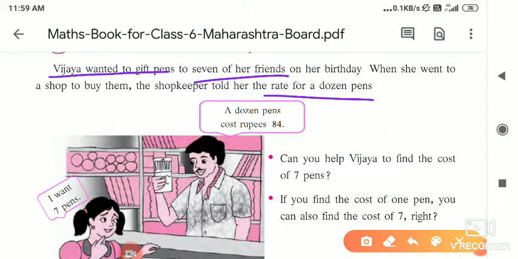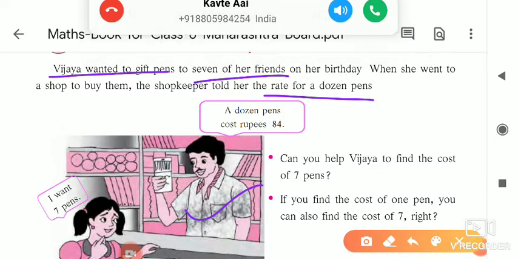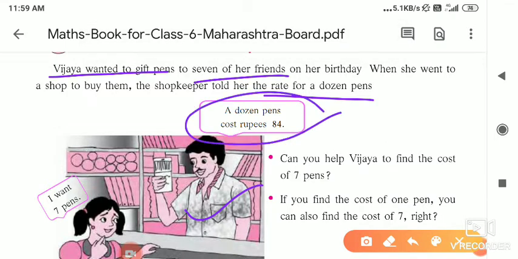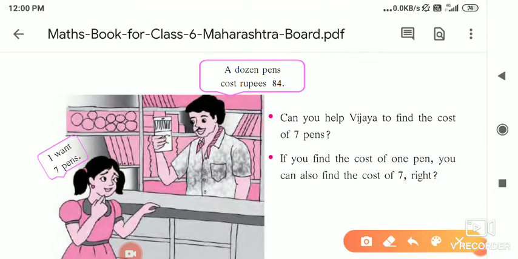If you see here in the picture, you will notice that it is a shopkeeper, and he told the cost of 1 dozen pens, that is 84. But Vijaya wants 7 pens. Now for 7 pens, how many rupees does she have to pay the shopkeeper? That we have to find out. She wants 7 pens, so how will she pay for them?